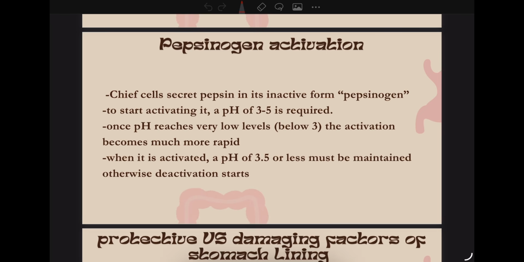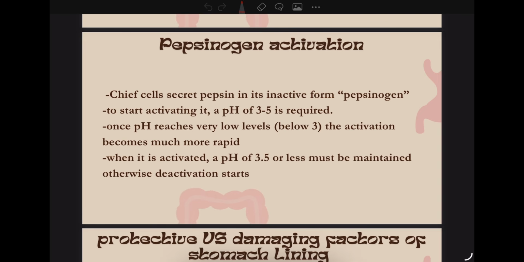Because what does pepsin do? It breaks down proteins. And if it's inside the cell and it's activated, it will break down proteins inside the cell, which is a big no-no. So we release it in its inactive form. To activate it, we need a pH of 3 to 5. What provides us this pH? Hydrochloric acid, exactly. So parietal cells help the pepsinogen activation.